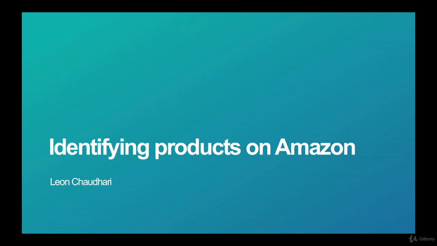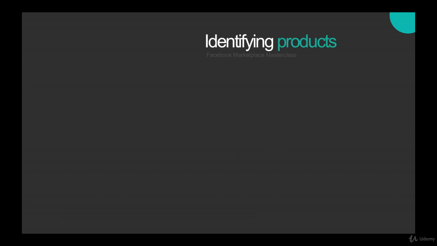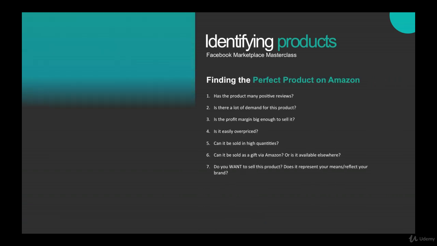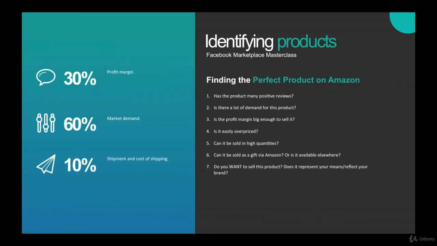So let's get started by talking about how to identify products on Amazon. First of all, I wrote something down that I believe is super important, and you can see it on the left. Now, there are three numbers: the 30%, the 60%, and the 10%.